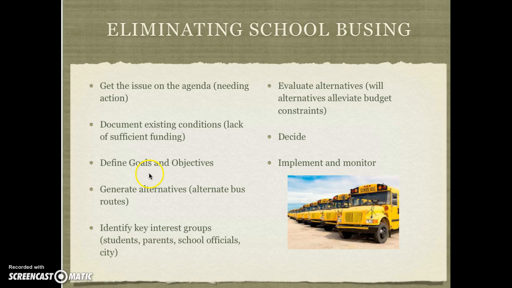Then you got to generate some alternatives, an alternate bus route, alternate bus schedule. Maybe what you're going to do is students who live within 2 miles of the school have to walk to school. Those are the kind of things that generate alternatives. Identify your key interest groups. Students, parents, schools, officials, and representatives of the city are all key interest groups. Those people have a stake in the decision-making process. Evaluate alternatives, what those might be. Then you have to decide what you're going to do, and then you implement and monitor.